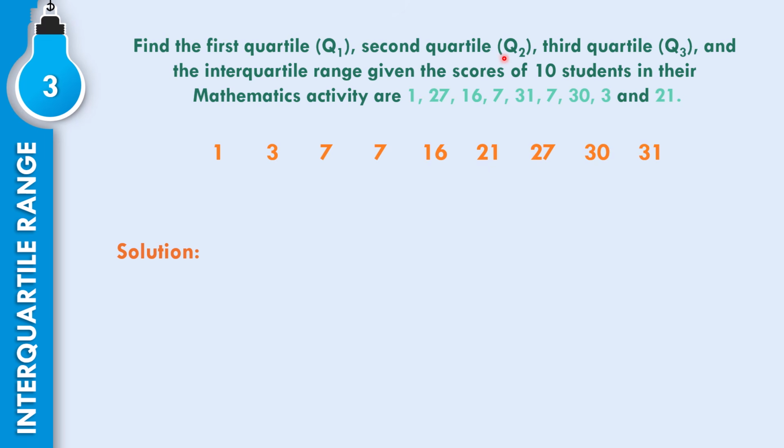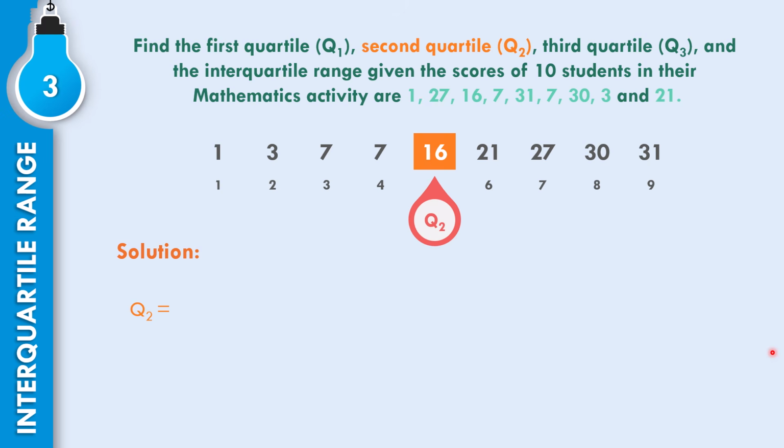First, we need to identify the Q sub 2 or the second quartile. So, let us find the median. We have the numbers from 1 to 9. If we count, that is 1 to 9. So, the middle is the fifth position. So, the Q sub 2 is equal to 16. So, it means this is the lower half and then the upper half.